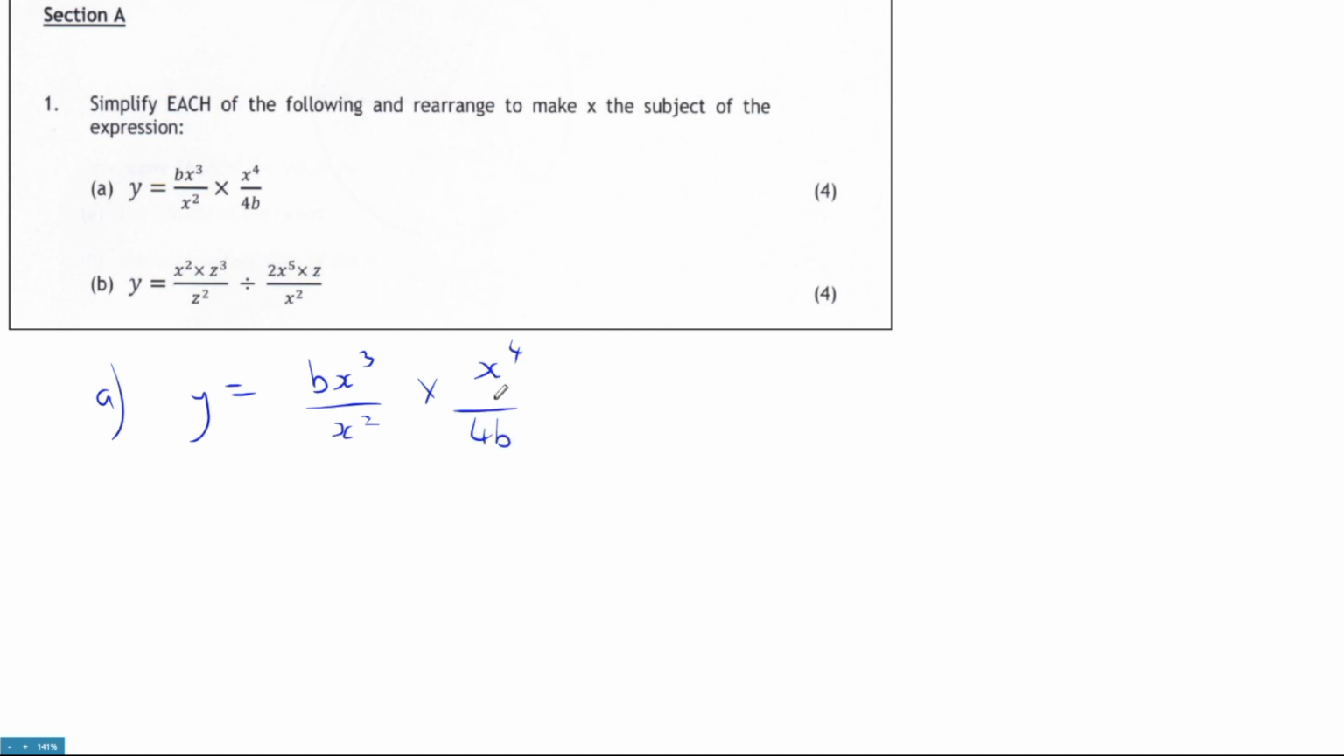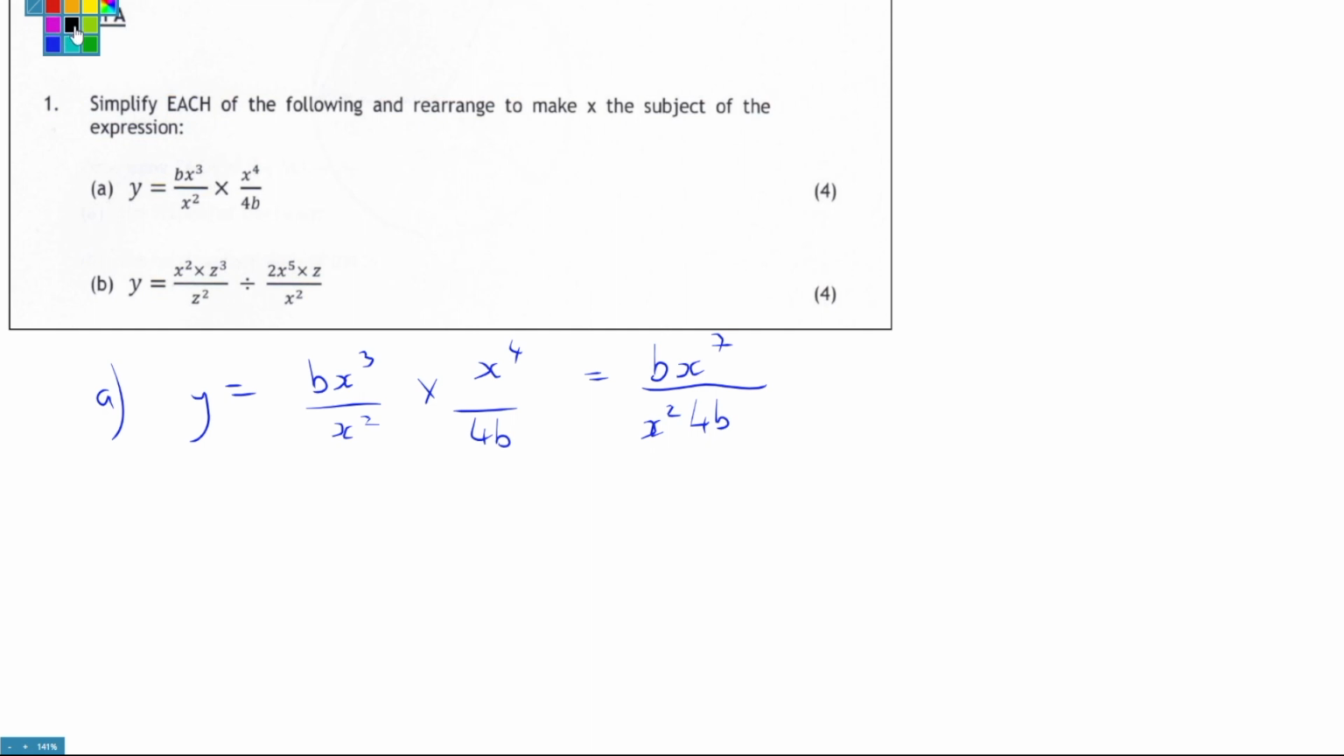Now, one thing I would suggest is we simplify before we multiply, but this one's really easy. It doesn't really matter how you do it. There's a couple of different ways you can do it. So I'm just going to multiply these together on the top, which means I'm going to add their powers. This is going to end up being bx to the 7. And then the same thing on the base, we're going to get x squared times 4b. I can just slide them together.